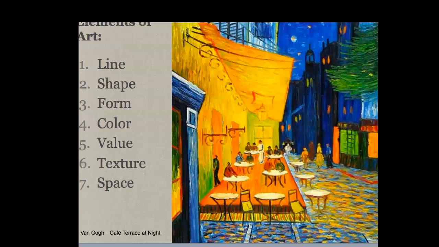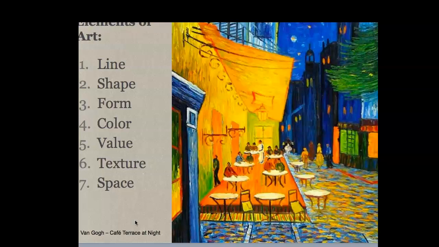So to begin, what do we see here? What elements do you see being used? If you're going to look at line, how is line being used here? How would you describe the types of lines you see? What about the use of color? What's the dominant color in this image? Would you say it has more warm colors or more cool colors? Would you describe the colors as being harmonious or complementary? What do you think?